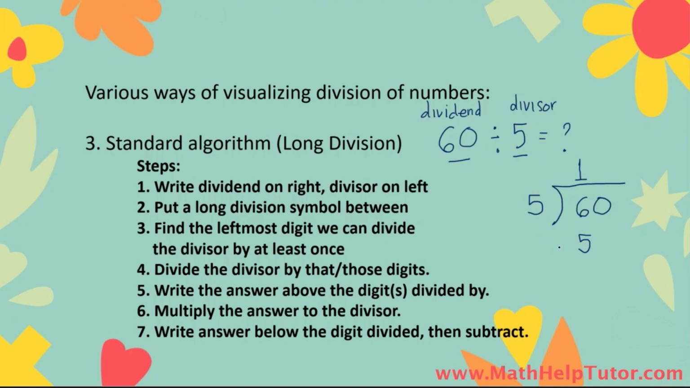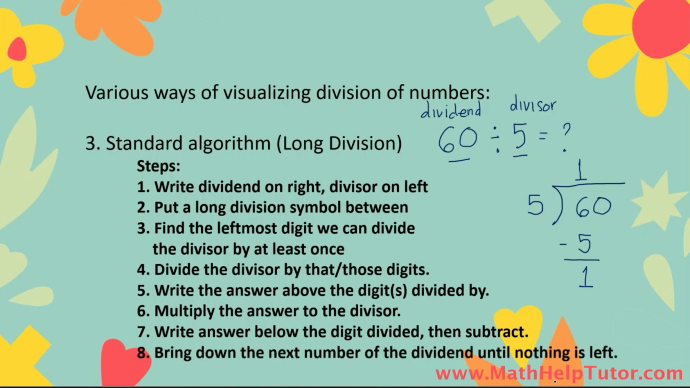Next is we subtract the answer of 1 times 5 from the digit that we divided the divisor from. So we subtract 5 from 6, which gives us 1. Make sure to draw a line and put the number below the subtraction operation. After that, we bring down the next digit of the dividend, 60, which is 0, and put that beside the answer of the subtraction. Next, we're going to repeat the steps until we can't bring down any more digits from the dividend.